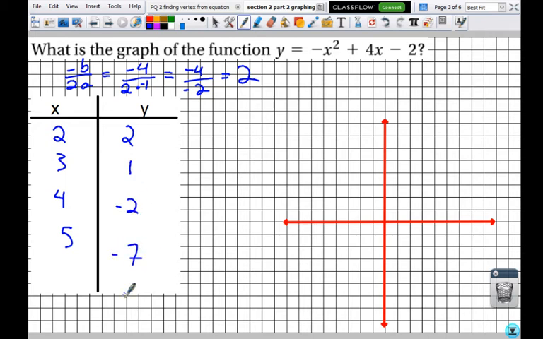And then from there, we would go through and graph these points, but I'm not going to have you graph them. I'm just going to have you finish the table, and you're going to graph it on this next in-class problem.